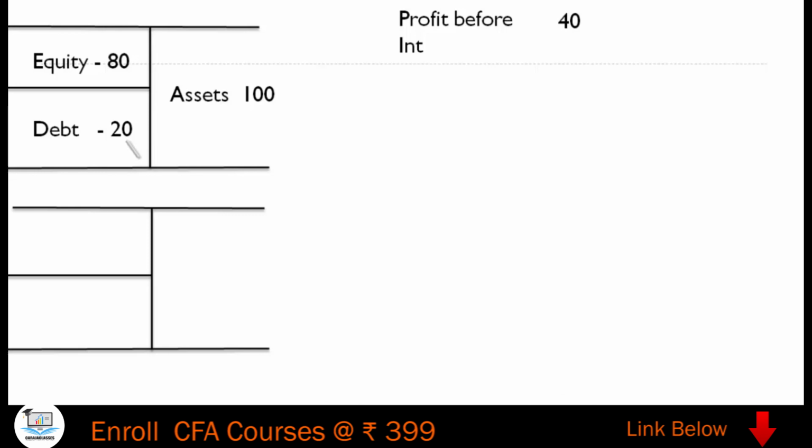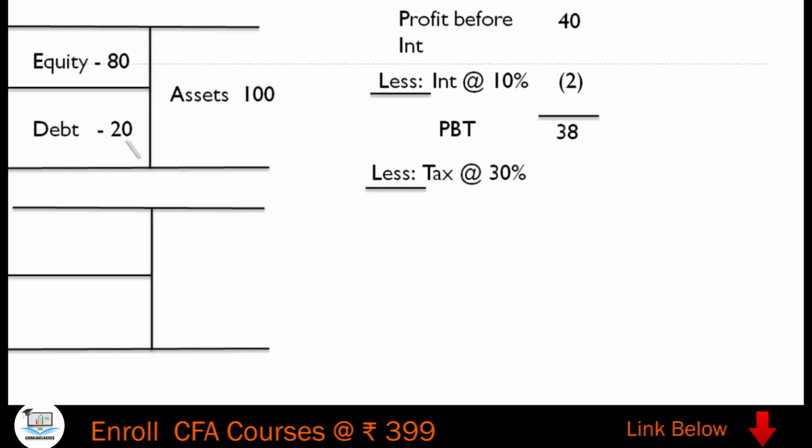So on 20, let's say interest is 10%. So less interest at 10%, which on 20 is going to be 2. So now you have profit after interest, or we can call it profit before tax, which is 40 minus 2, 38. And let me give you the tax information. Let's say it's somewhere around 30% and it's going to be somewhere close to 11.5 to 11. So I'll have it as 11. So we'll have profit after tax, which is 38 minus 11. So the profit after tax is 27.